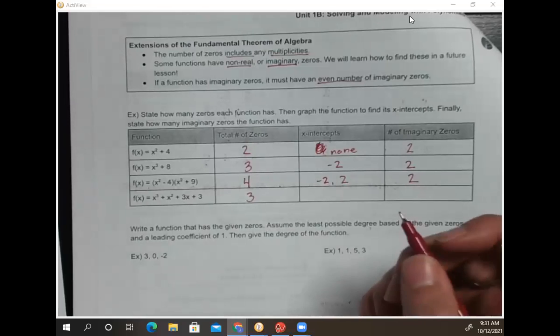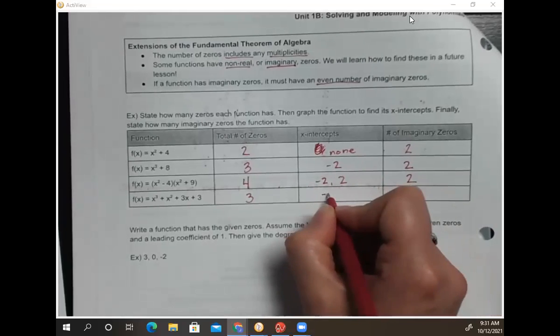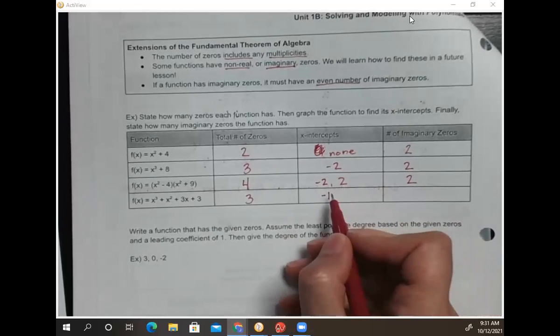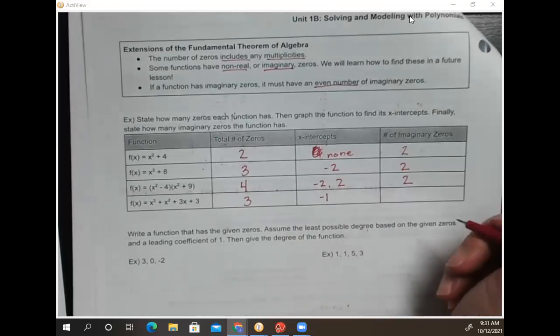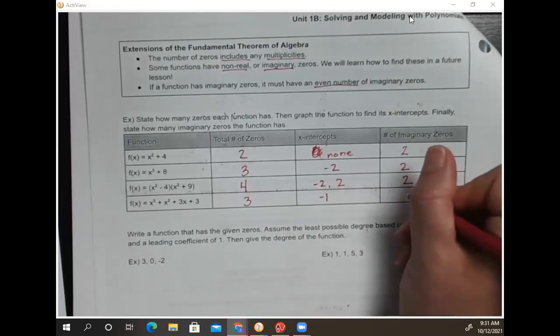Any x-intercepts on this graph? I get an x-intercept at -1. So we've got 1 real zero. How many imaginaries would I have to have? 2.